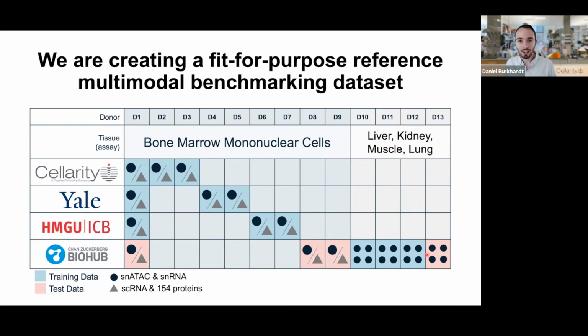BioHub was really excited about getting involved with this, and so they are also generating multi-omic data from liver, kidney, muscle, and lung of 4 different human donors. And so there's going to be 4 samples of multi-omic data, and this will be really helpful for us to understand how algorithms trained on bone marrow cells apply to other tissues within the human body.